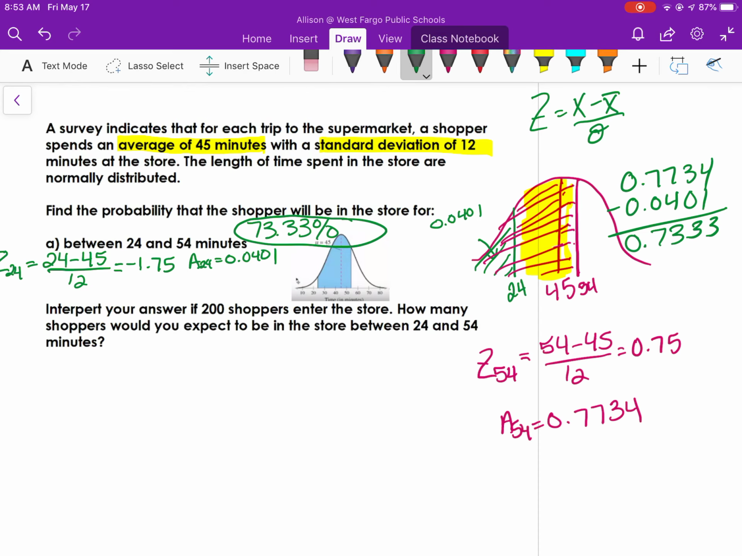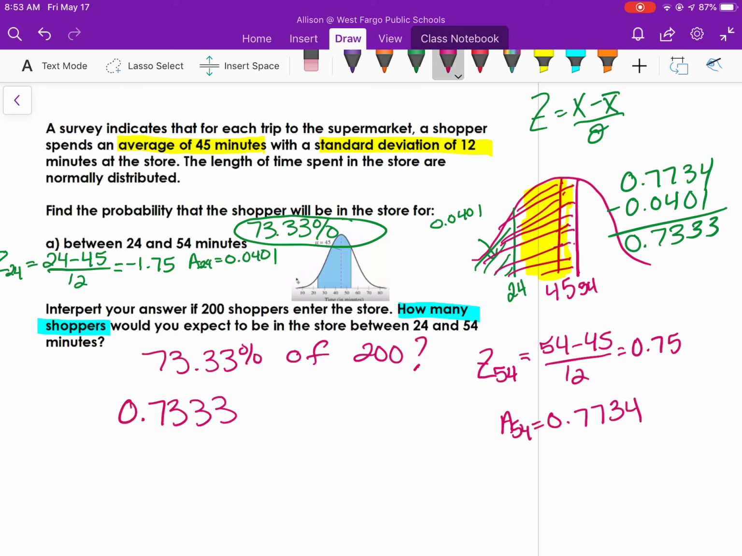Now we're going to interpret the answer. If 200 shoppers enter the store, how many shoppers would you expect to be in the store between 24 and 54 minutes? So I'm asking you, what is 73.33% of 200 shoppers? So you take the decimal and you multiply it by 200. So that's how you find a percent of a number.